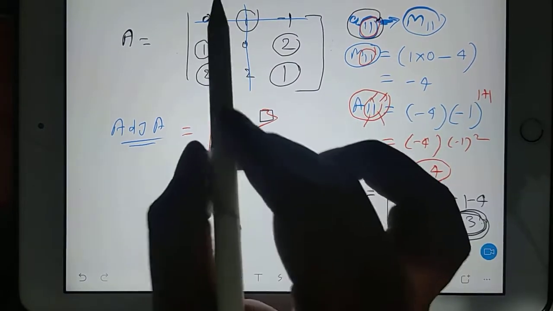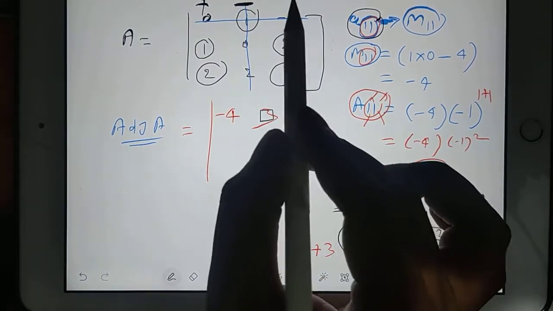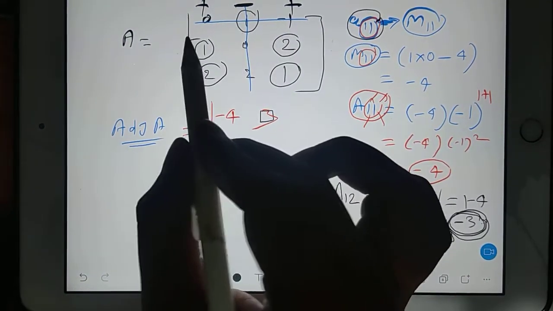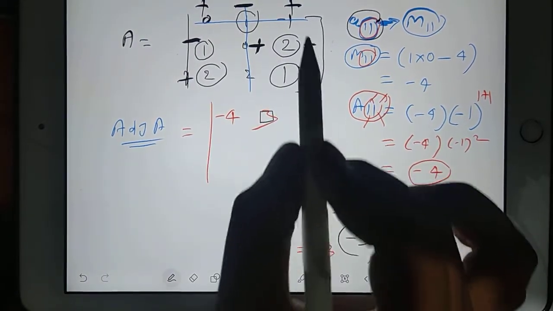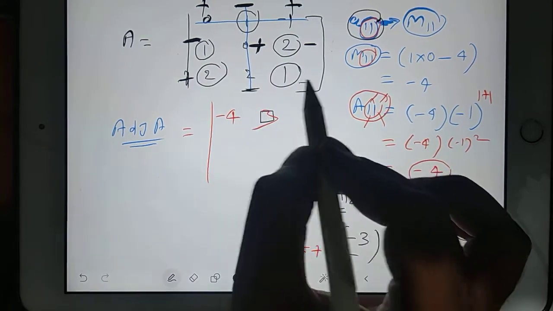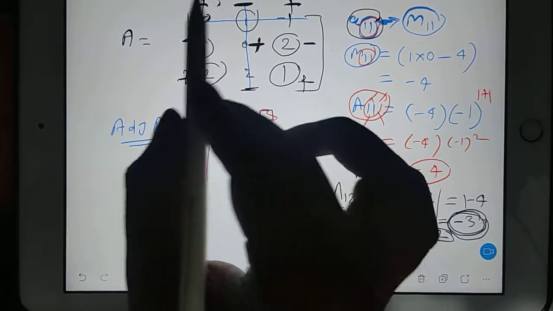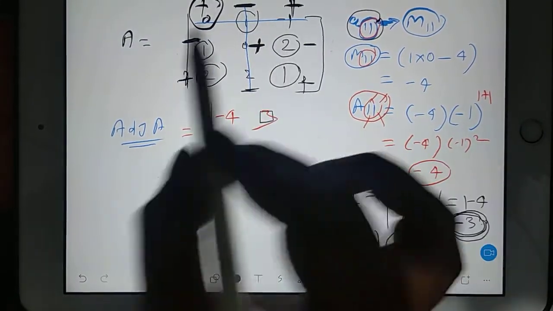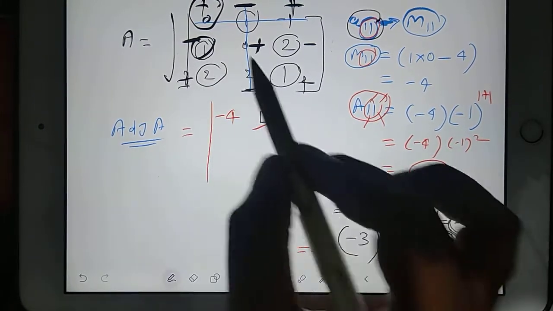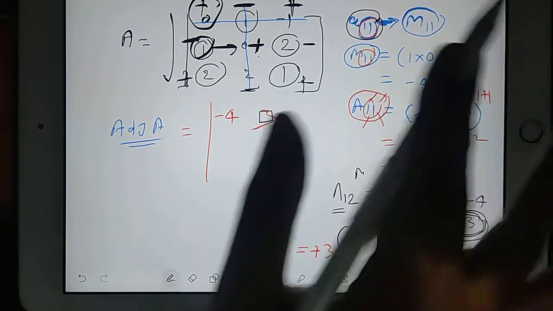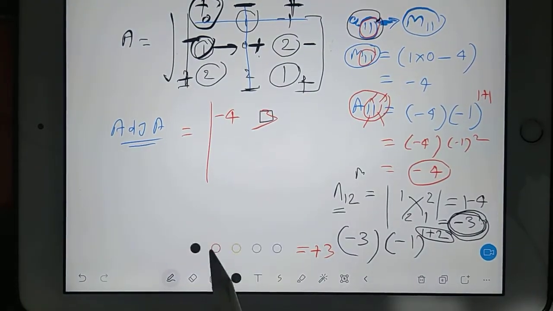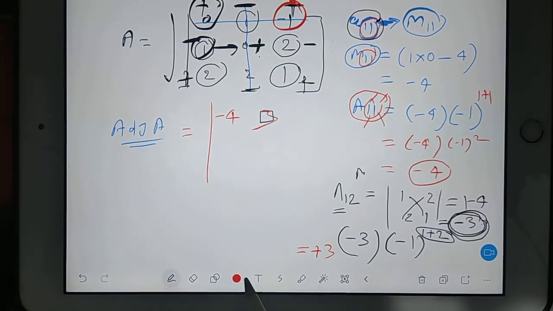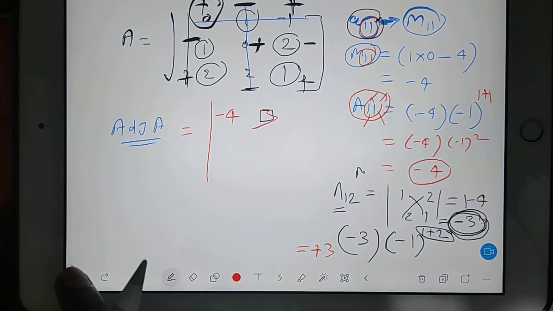then keep in mind this guy plus, this guy minus, this guy plus. Then again this guy minus, this guy plus. Okay, then again this guy plus, this guy minus, then again this guy minus, this guy plus. It means what? Just alternate. Start with plus, then go for minus, then plus, then this side also minus and then plus, then this side also plus and then minus, like alternate. That's all.